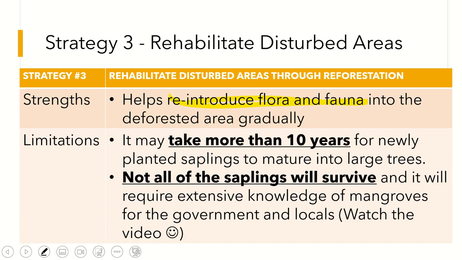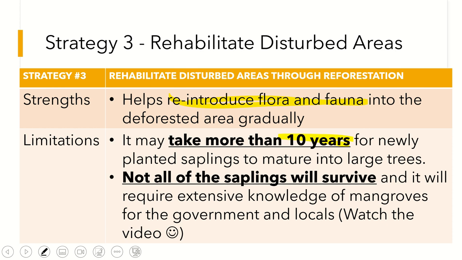But there are some limitations. The very first limitation is the trees take a long time to grow. It may take more than 10 years for newly planted saplings to grow into mature large trees. So it will need 10 years. It will need many, many years.